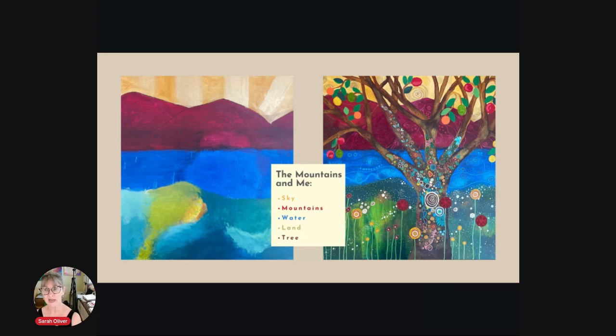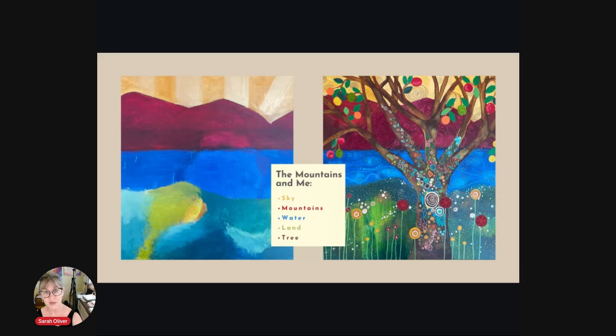The motifs that I created brought a rhythm that started tying things together. So the sky and the mountain started connecting. And that felt like the mountains were connecting to the water, and the water to the land, and the land and the tree. So that's the beauty of motifs. They don't just decorate, they bring harmony and meaning. They create a visual language that sometimes we don't even recognize until afterward. But we can feel it when we're creating.